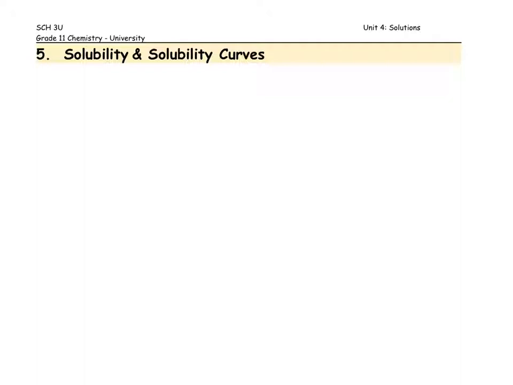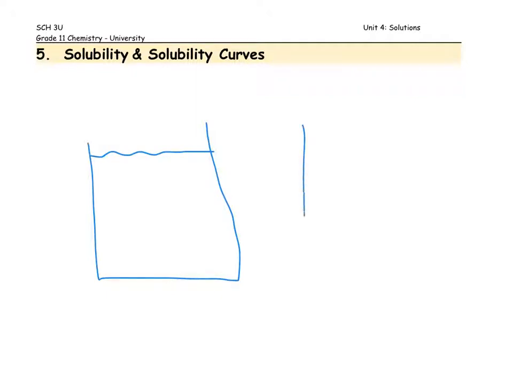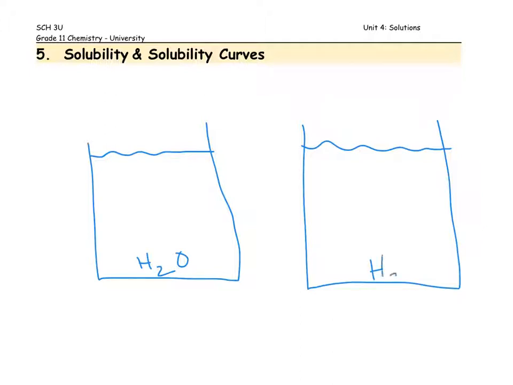Well, let's just imagine that I have a certain amount of solution here, and I have an equal amount of solvent here. Let's just say that both of these have water in them, an equal volume of water. Well, a solute that has a high solubility means I can take a whole lot of that solute and expect that it's all going to dissolve to make a one-phase solution. So this is our high solubility situation.